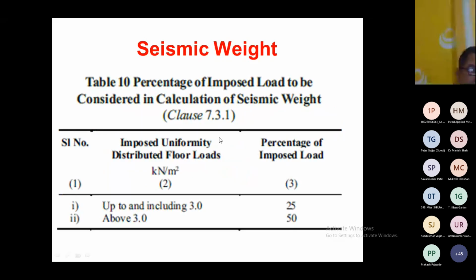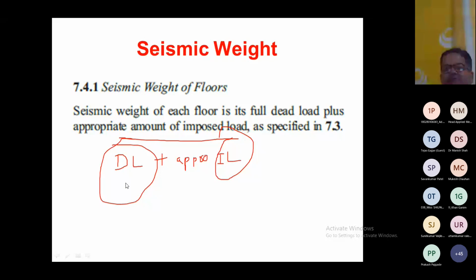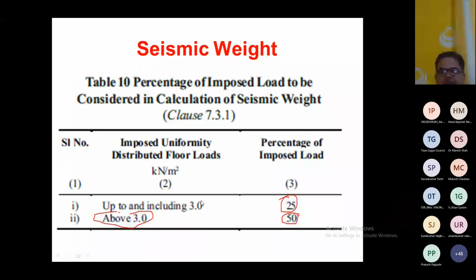And if you refer to clause number 7.3.1, it is mentioned that up to 3 kN per square meter imposed uniformly distributed floor loads, then consider how much load you have to consider. Percentage imposed load 25%. And if the live load is more than 3 kN per square meter, then you can consider 50% load, right? It means here dead load plus 0.25 imposed load or 0.5 imposed load, right? This is going to be there, right?